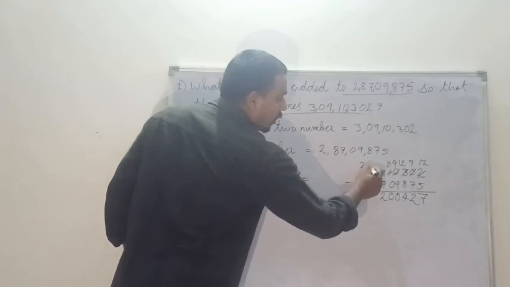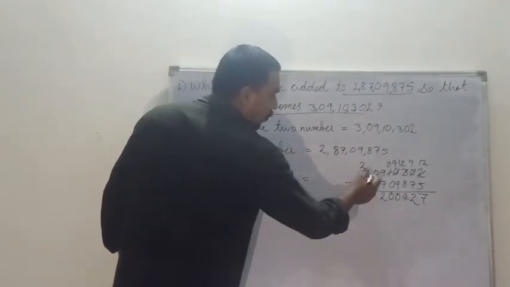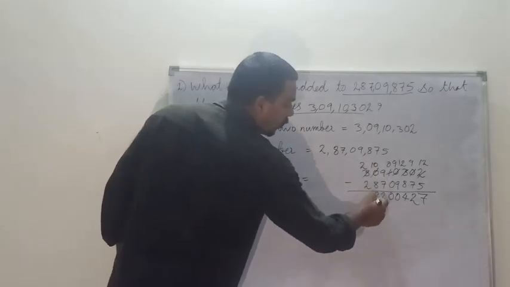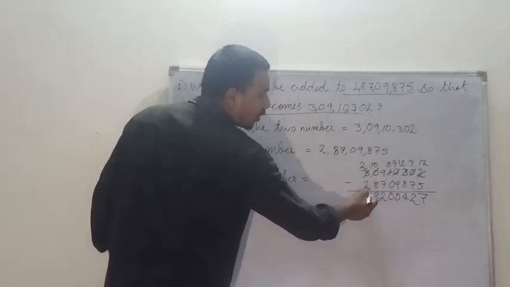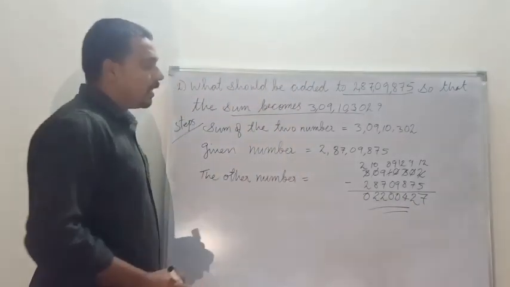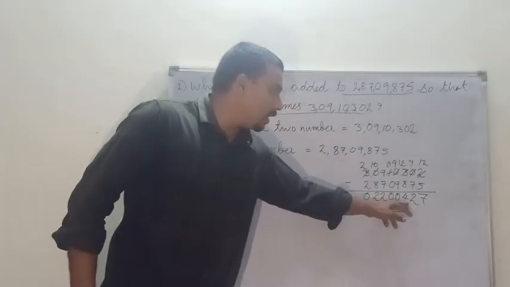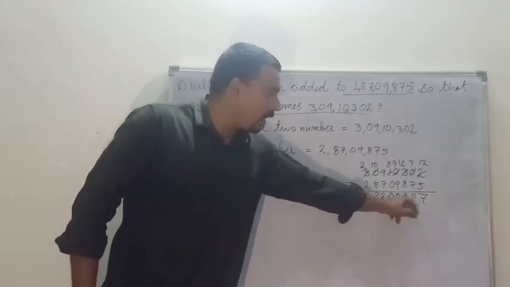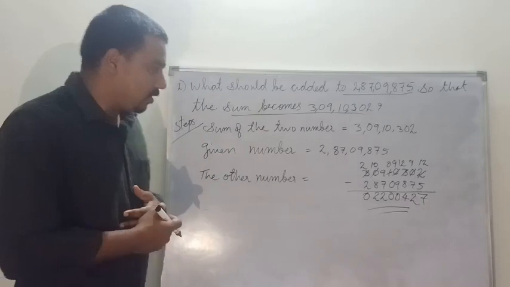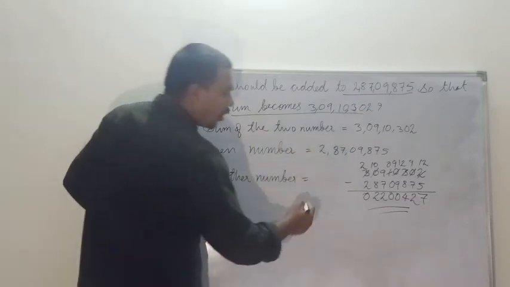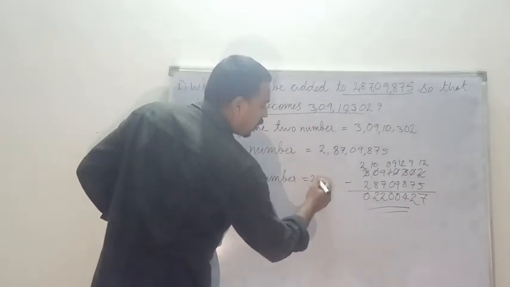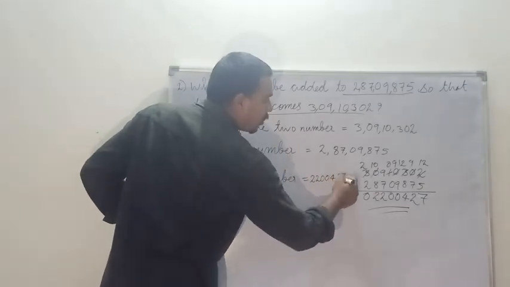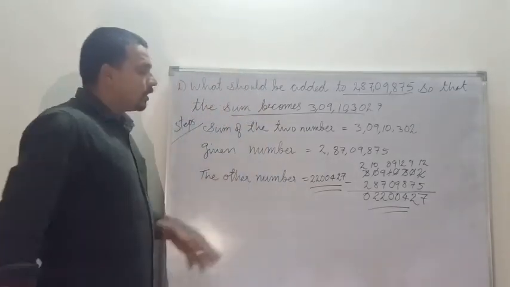Then we need to borrow 1 from the crore place. So it will be 10. 10 minus 8 is equal to 2. Then last 2 minus 2 is equal to 0. So the difference is, just count: ones, tens, 100, 1000, 10,000, lakh, 10 lakh. So 22 lakh 427 is the difference. So the other number is how much? 22 lakh 427. So this is the other number.